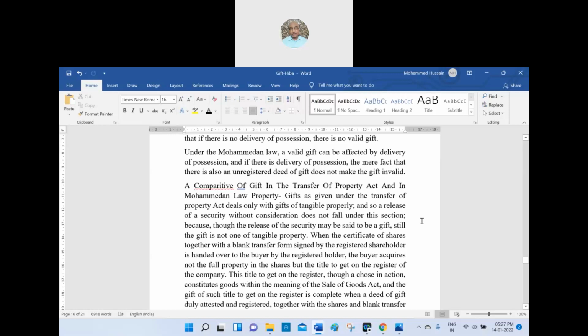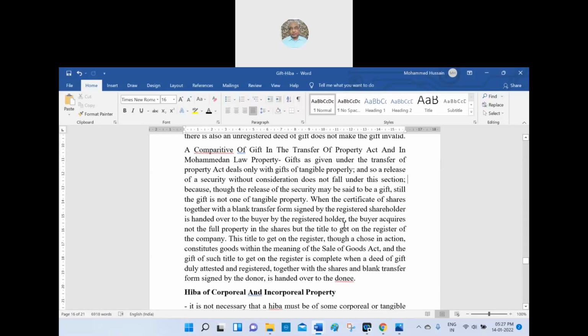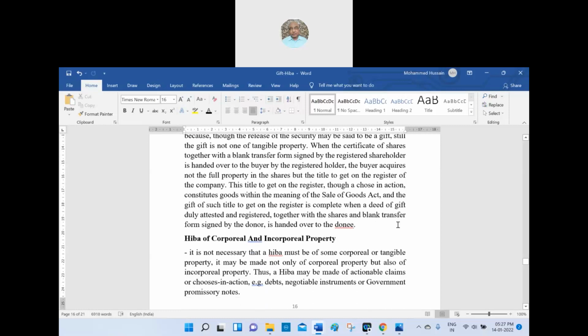Though the release of the security may be said to be a gift, still a gift is not one of tangible property. When the certificate of the share together with a blank transfer form signed by the registered shareholder is handed over to the buyer by a registered holder, the buyer acquires not the property in the shares but the title to get registered in the company. Even the shares can be given in the form of a gift. This title to get registered is a chose in action. Of course, with shares we can change the names. Once it is given to you, you can change it to your name. And when you want to sell it, when the market rate is high, you can sell it and you will get the profit. So that was the thing. Even that is a type of gift.